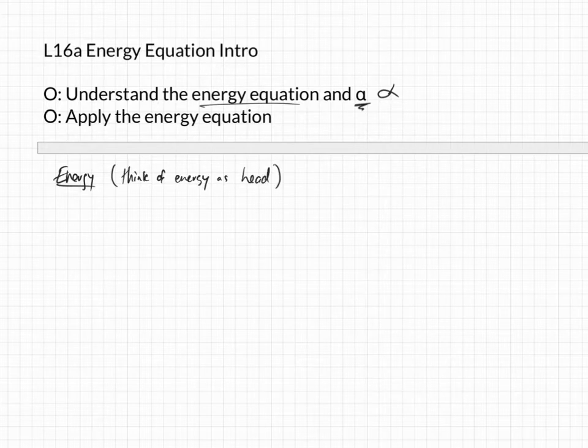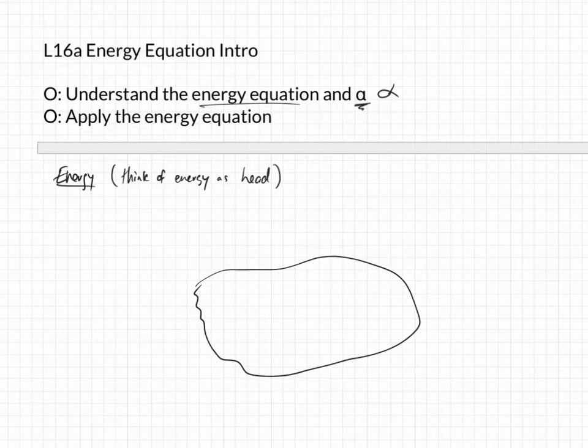So if I have some sort of control volume, and who knows what the shape of that control volume might be, it could be any sort of control volume whatsoever. I could have energy coming in. In this case, of course, this is a fluid class, so I'm talking about energy or head coming in, and I've also got head leaving the system.